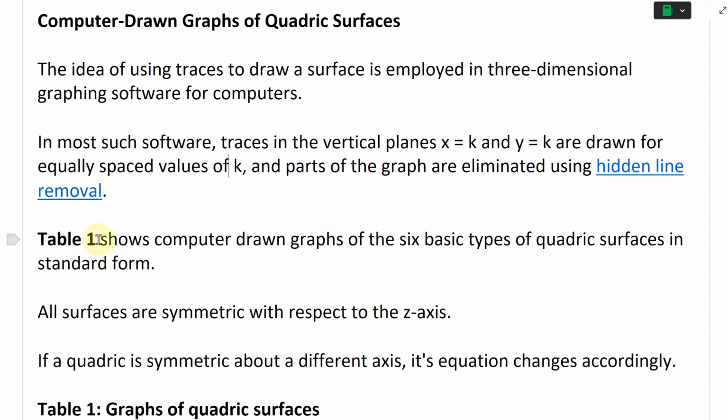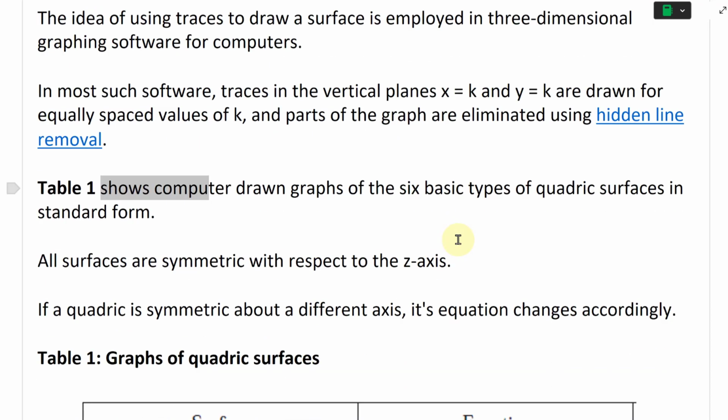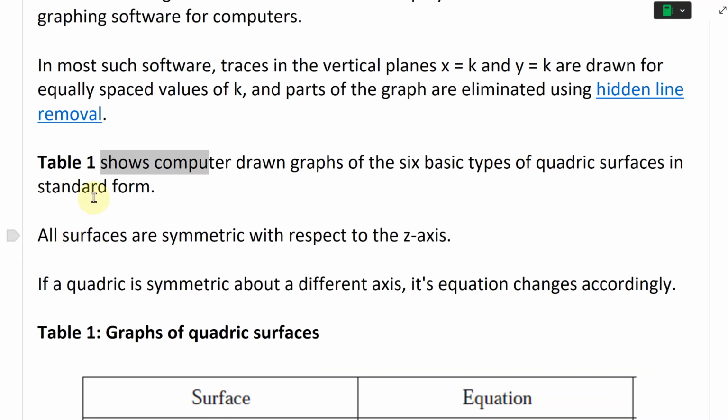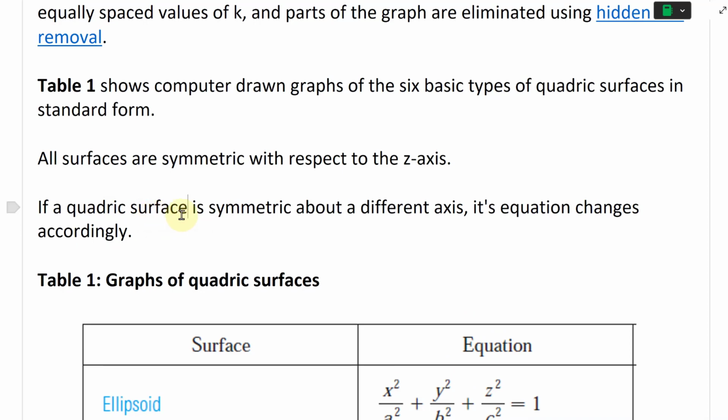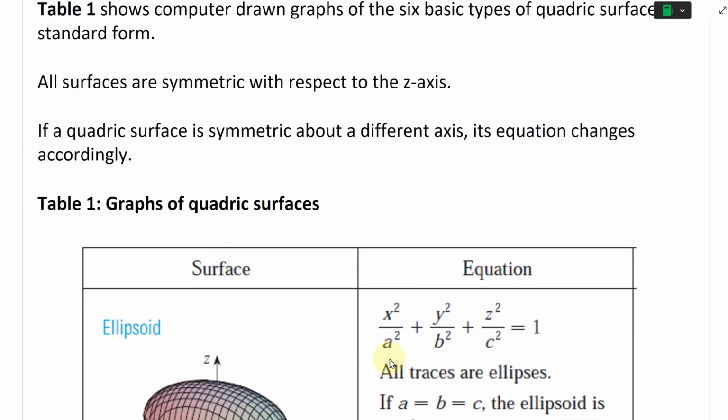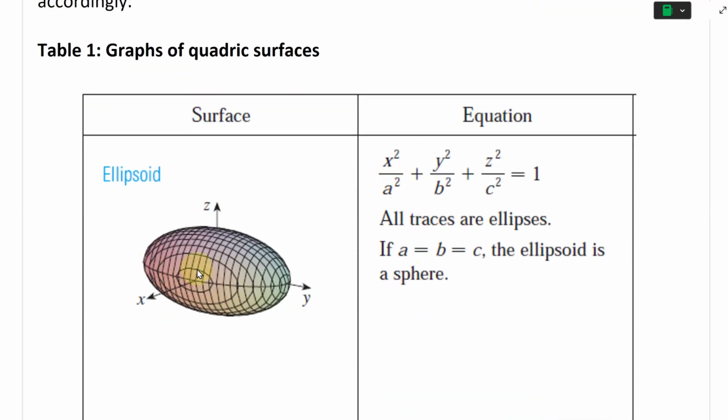So going further, table 1 shows computer-drawn graphs of the 6 basic types of quadric surfaces in standard form. All surfaces are symmetric with respect to the z-axis. If a quadric surface is symmetric about a different axis, its equation changes accordingly. So just shift things around and so on. So it's symmetric about the other axis. So this is what we have: x, y, and z.